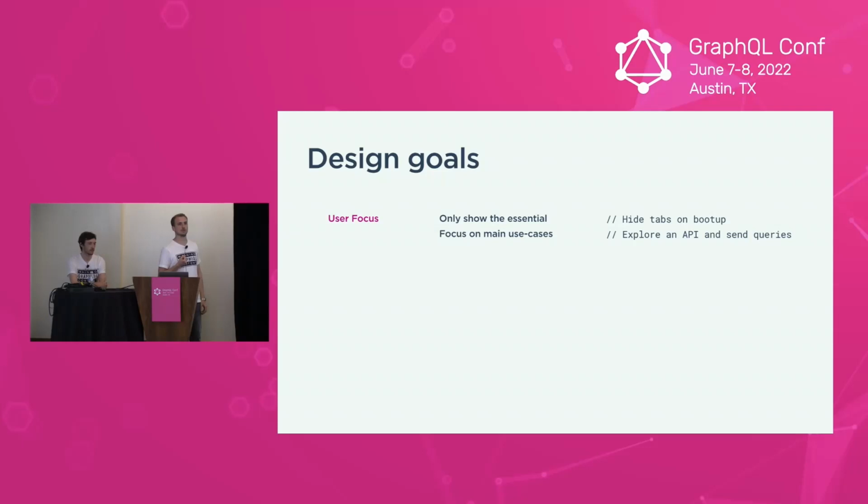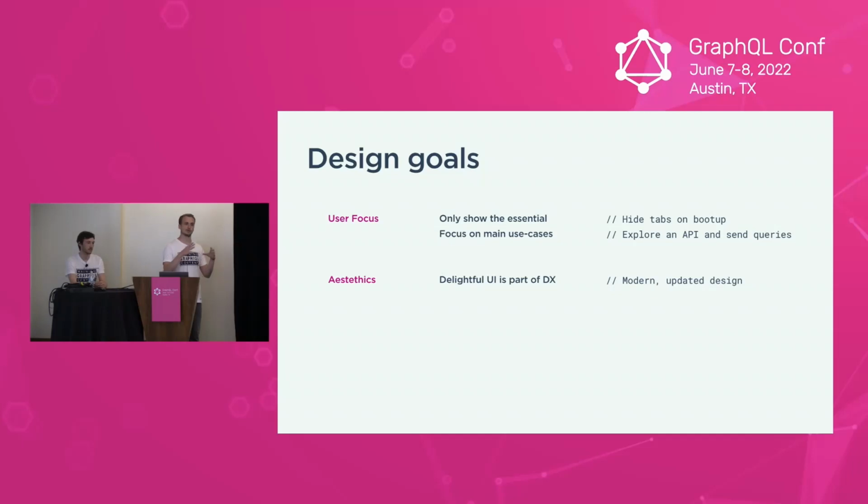The first one is user focus. When I come into the tool, it should only show me the absolute minimum stuff that I need to get the job done. What is the job that I want to get done? I want to explore an API, and I want to probably send some queries. Aesthetics. It's also important to us.